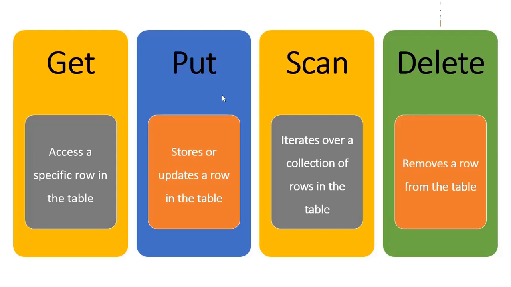Put means you store or update a row in the table. In scan, when you run this operation, it helps to iterate over a collection of rows in the table. It is scanning, you know? You go through the collection of rows in the table, that is scan. And finally delete. Delete removes a row from the table. So these are the four basic operations performed in Hbase: get, put, scan and delete.